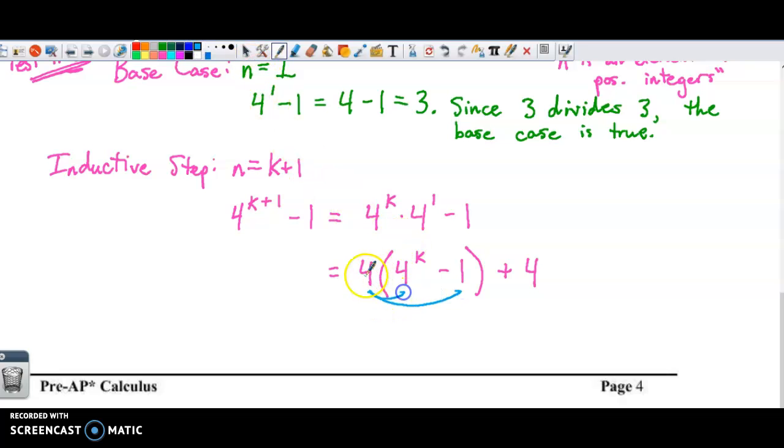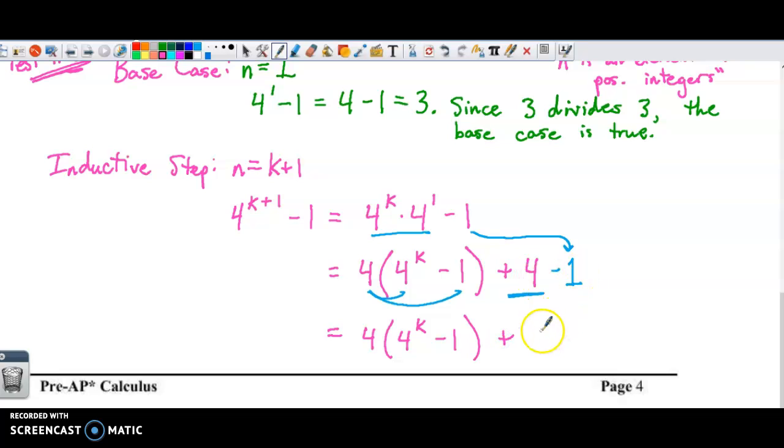So if I distribute this 4 times 4 to the k, I get this piece. Well, 4 times negative 1 is negative 4, which is not up here. So I'm fixing that by putting a plus 4. So minus 4 plus 4, I'm really adding nothing to it. And I'm just going to move this minus 1 over here. So you might be looking at this work and saying, well, why on earth would you do that? Well, in this first piece, I'm going to leave that alone now.